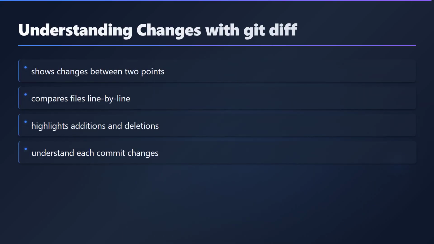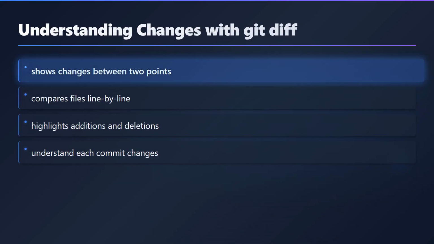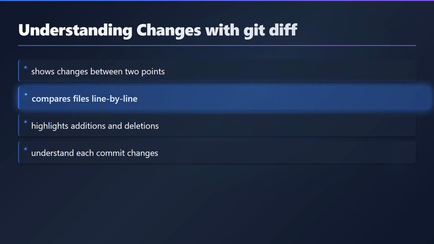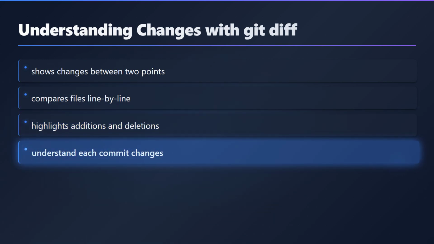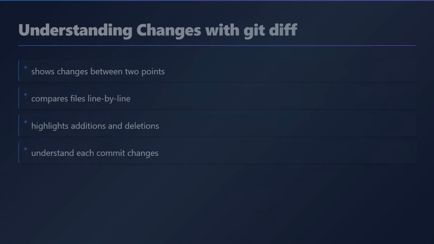Git diff shows the exact changes between 2 points in your project history. It compares files line by line and highlights additions and deletions. This helps you understand what changed in each commit or between your working directory and last commit.